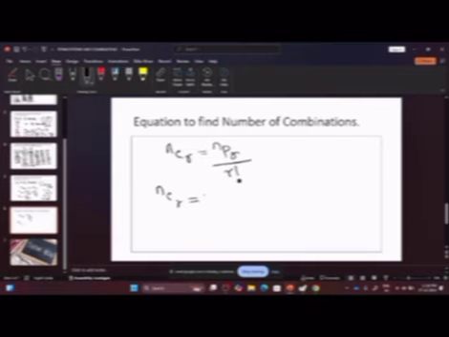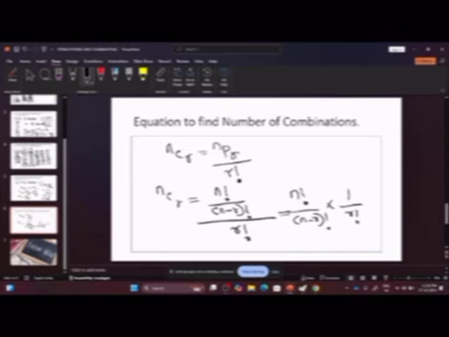Now we just need to substitute the equation of NPR here. What is the equation of NPR? N factorial by N minus R factorial. So we can write it as N factorial by N minus R factorial into 1 by R factorial. That is N factorial by N minus R factorial into R factorial. Now we have the perfect equation to find the number of combinations given N and R. It's not that tough. We only need to divide NPR by R factorial to get NCR.